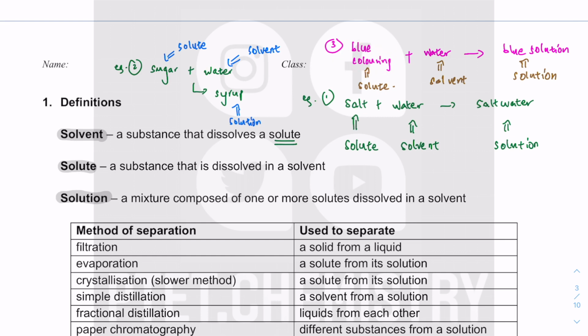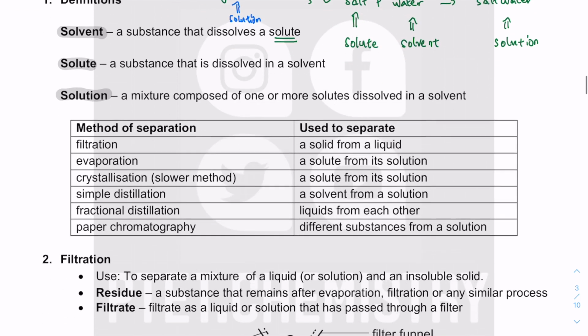Solute can be solid or it can be a liquid, as is the case with blue coloring. Sometimes colorings come as solid, then it doesn't matter. Sometimes they come in liquid, already dissolved in some water, so you could just add more water to dilute it further to make it less concentrated.